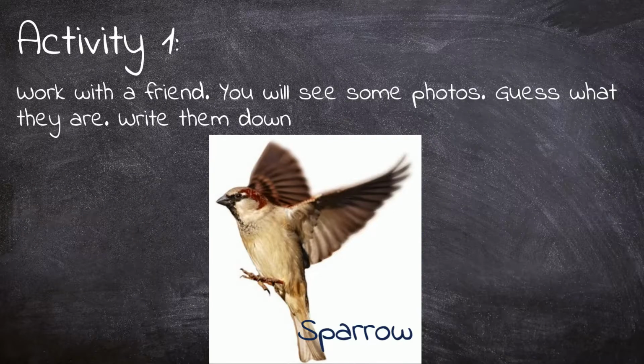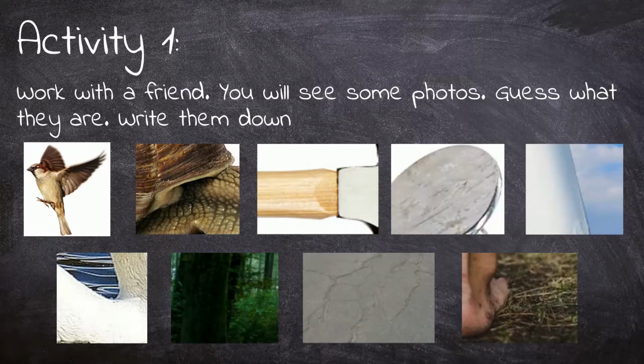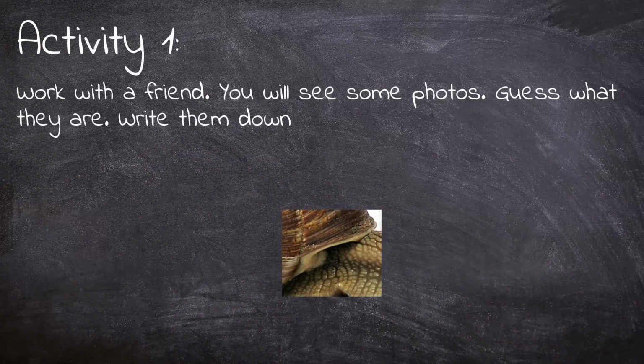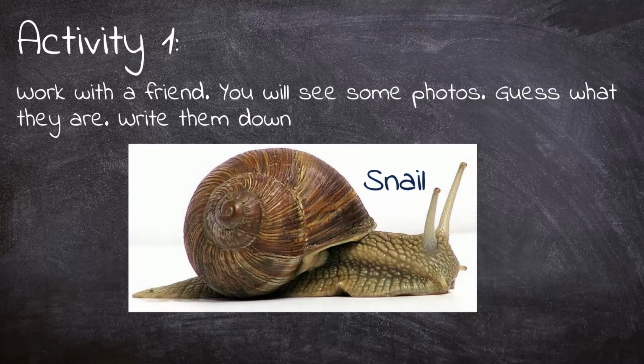As you can see, the first one is a sparrow. A sparrow is a kind of small bird. You can see sparrows in forests, in nature, in the city as well. It doesn't matter whether they understand its actual meaning. It's important that they know it's a kind of bird. The second one is a snail.